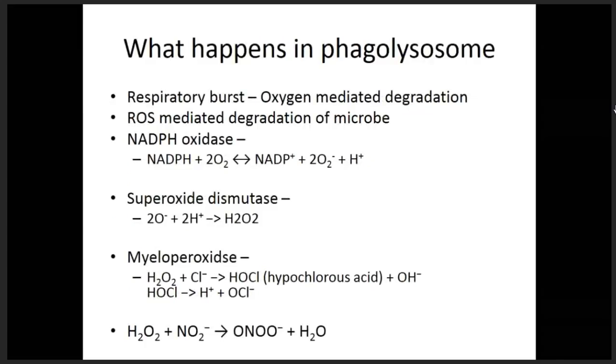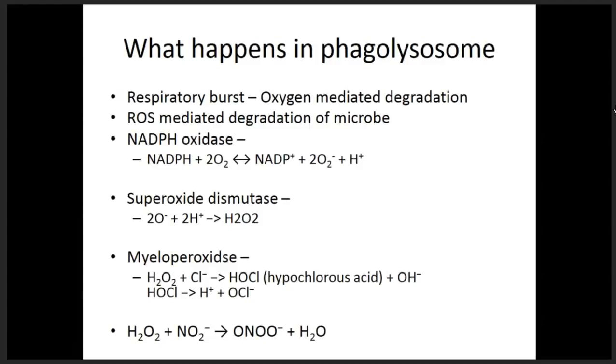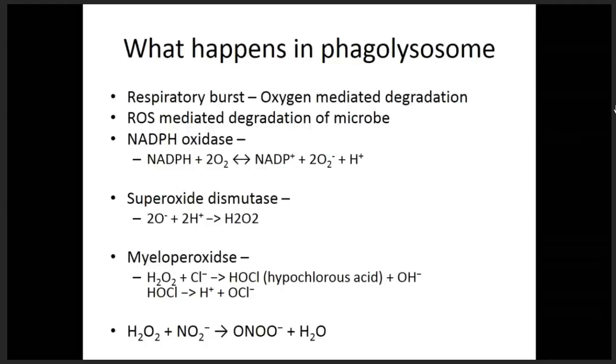So what happens in the phagolysosome? You need to talk about the respiratory burst, which is oxygen-mediated degradation. Essentially, the process we're about to talk through involves the production of reactive oxygen species, which can then react with the molecular components of the microbe and subsequently degrade their protein, DNA, and other components to the point that the microbe is no longer functional and no longer viable. So the first enzyme used is NADPH oxidase. NADPH and 2 molecular oxygen result in NADP plus, 2 superoxide ions and a proton.